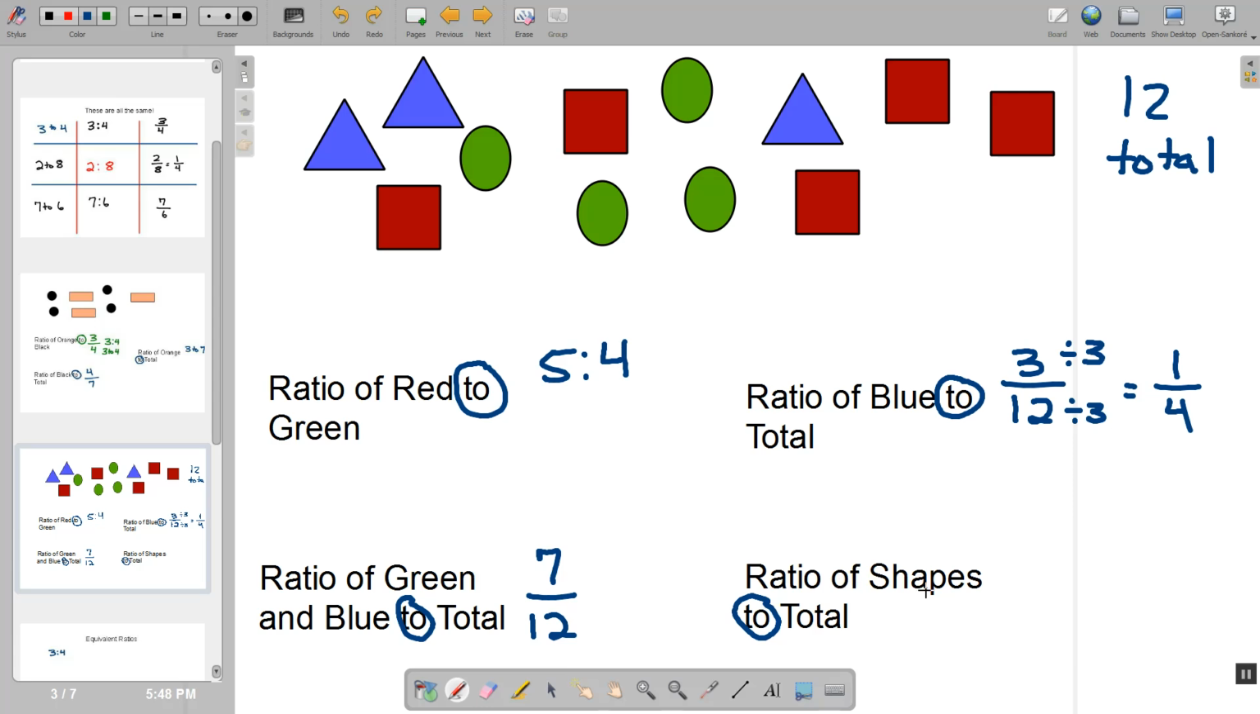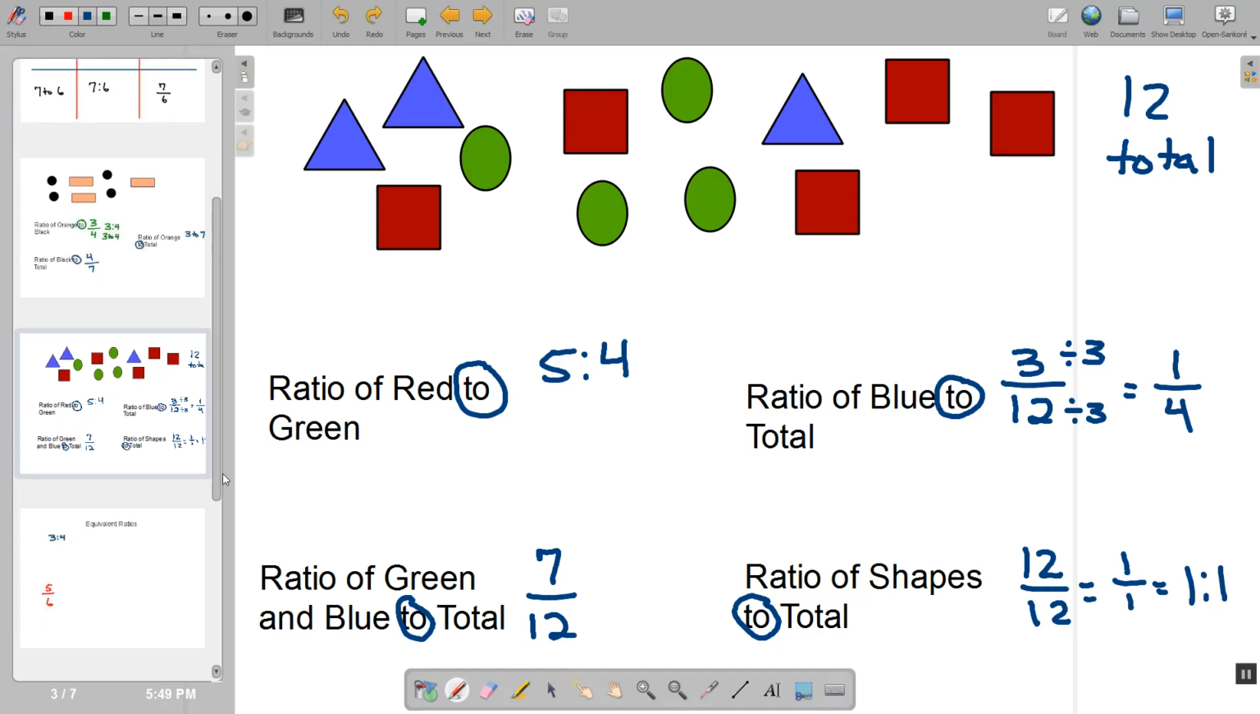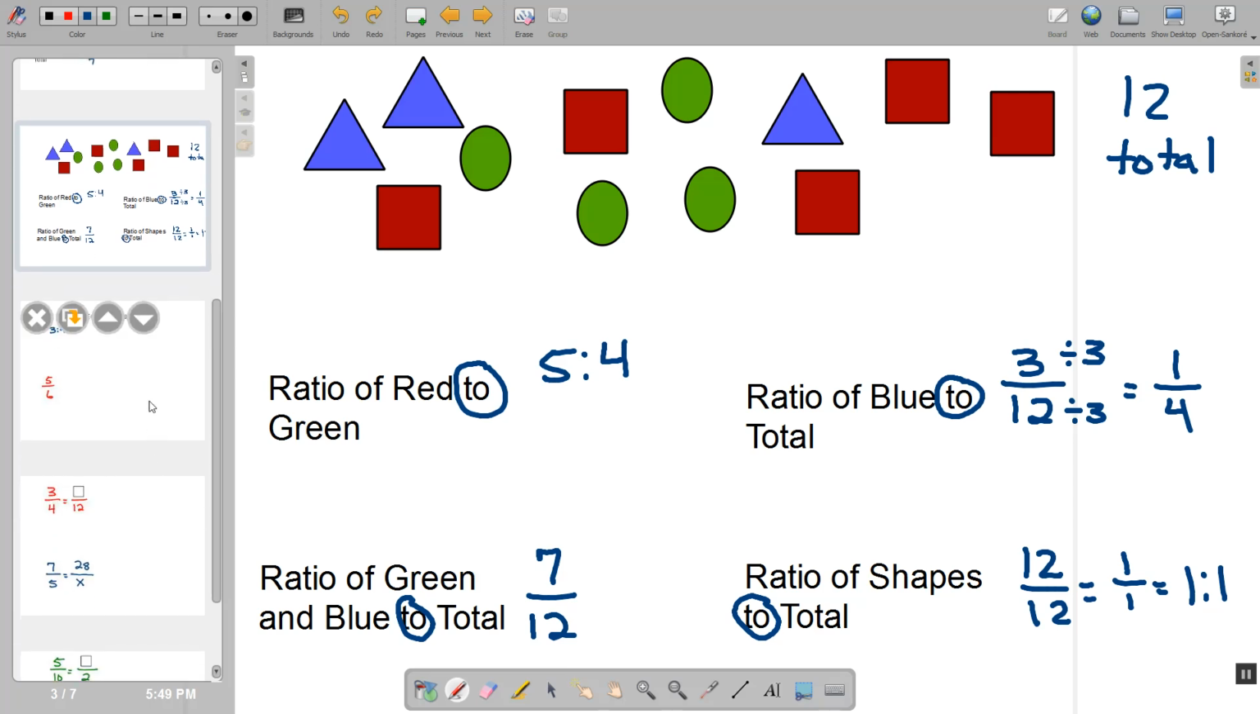The ratio of shapes to total objects. So, of these 12 objects, all 12 of them are shapes, and there are 12 objects total, which is a ratio of 12 to 12, which can be simplified down into 1 to 1. Got to be very cautious about that. There's going to be a couple IXL problems if you pick that option where it's going to feel like they were trying to trick you. So make sure you read very carefully.